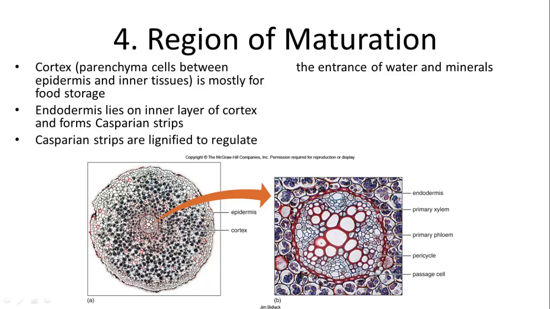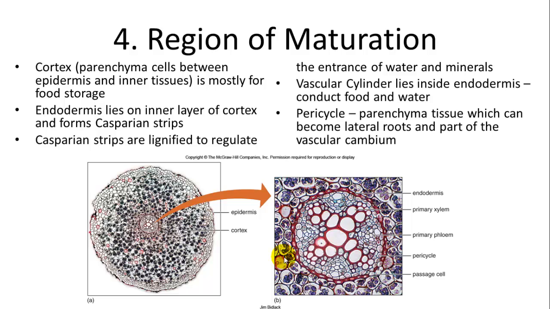And then the endodermis lies on the inner layer of the cortex. Okay, so you can see that this is the cortex. Here then is the endodermis. And the endodermis makes this region called the Casparian strip. It has lots of lignin in it, and what this allows it to do is to prevent water and nutrients from going in between the cells, and they have to go through the cells. And once it goes through the cells, then they can regulate what minerals, hormones, or other things traveling with the water can go through and which cannot.